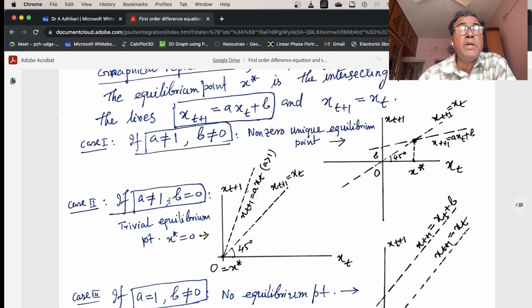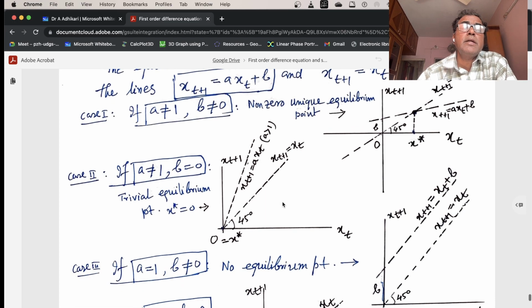Case 2: if a not equal to 1 but b equal to 0, this difference equation is a straight line passing through origin. Here the diagonal has slope 1, so 45 degrees. The slope of the other line depends on a. If a is greater than 1, the slope is greater than 1. So this line is the reproduction curve and this line is the diagonal. So we get the trivial equilibrium point x star equal to 0, that is, the origin is the trivial equilibrium point.